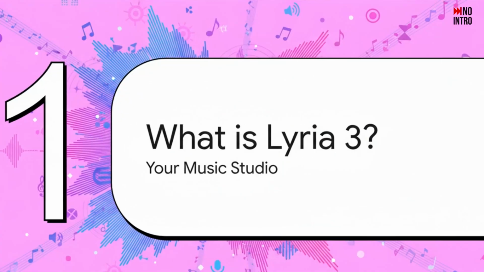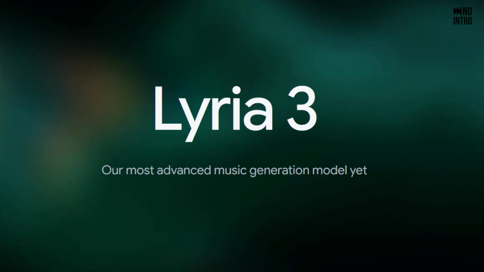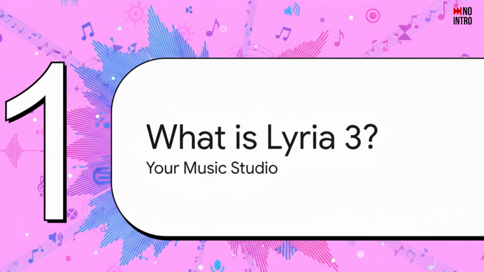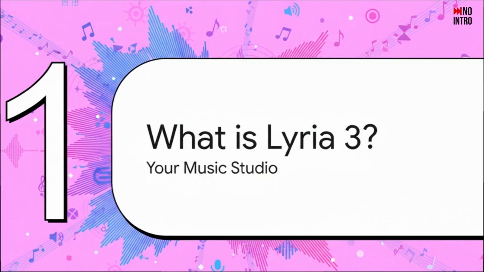So, what are we talking about here? This is Lyria 3. It's a brand new music generation model that Google has built right inside its Gemini app. And listen, this isn't just some gimmick. This thing is poised to completely change how everyone, from casual creators to pros, thinks about sound.